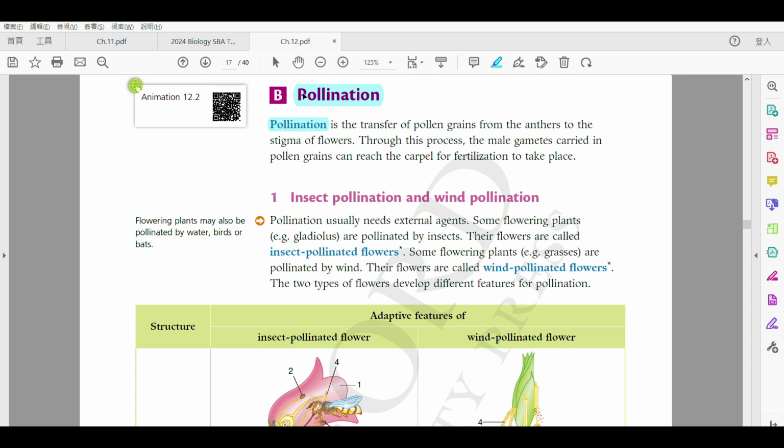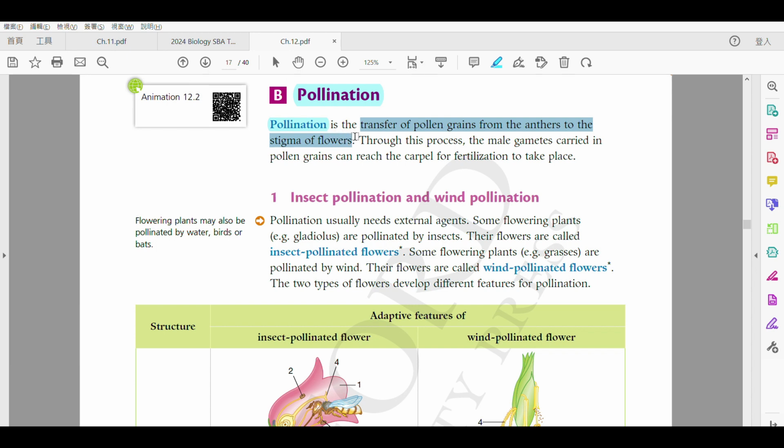Okay, so when we talk about pollination, we need to know the definition, 嗰個定義啦. So it's a transfer, 或者係 travel of 一個 pollen grain. So first of all, where does pollen grain come from? 佢邊度嚟㗎? It comes from the anther. Very good. And then, anther is a part of the stamen, right? 係 stamen 呢一個嘅 male reproductive parts 啦嘅其中一個部分啦. Okay, so travel from the anther to the stigma of the flower.